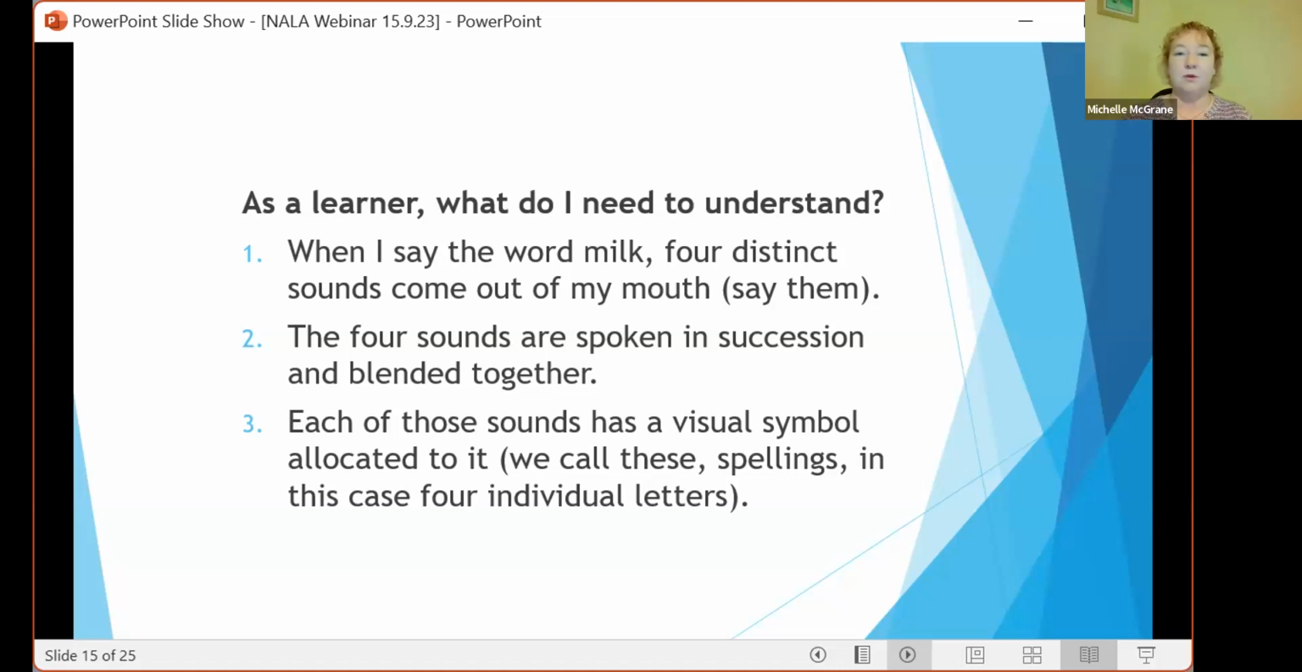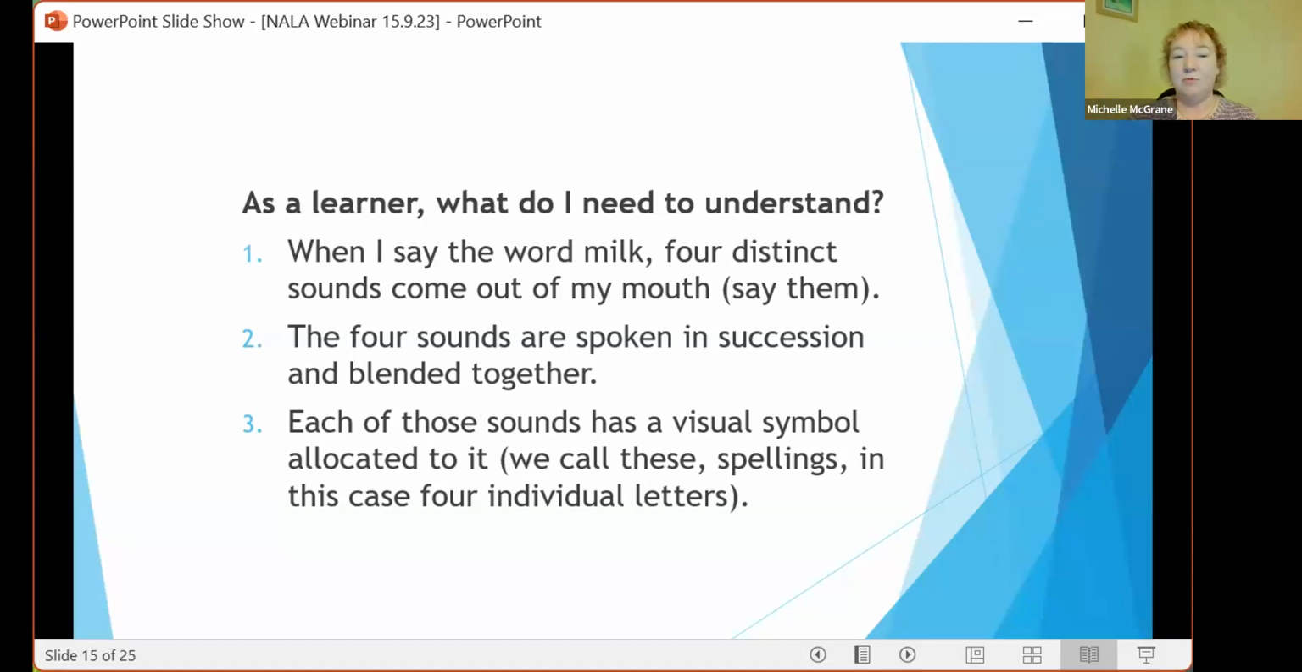I say milk. Okay. Then each of those 4 sounds has a squiggle, otherwise known as a spelling, in this case letters, 4 individual letters, which have been arbitrarily applied to those sounds to represent those sounds. And the only way to know those sounds is to learn them. The only way to know the arbitrary symbols, the spellings, which represent those sounds is to learn them. There is no other way. So there's no kind of logic to it. You know, the letter M only represents the sound because somebody has agreed that that's what we're going to use.